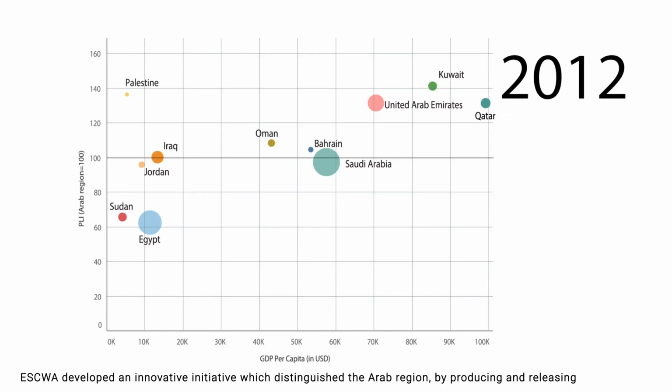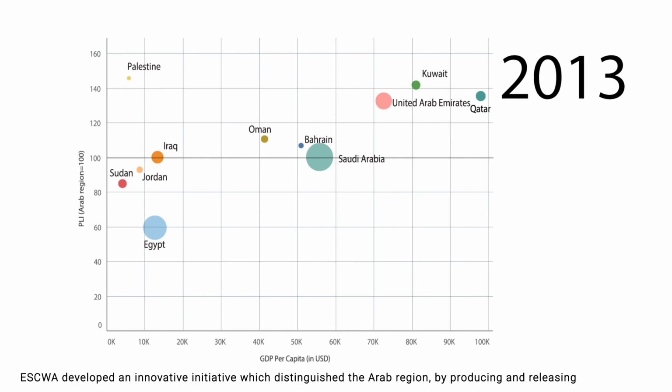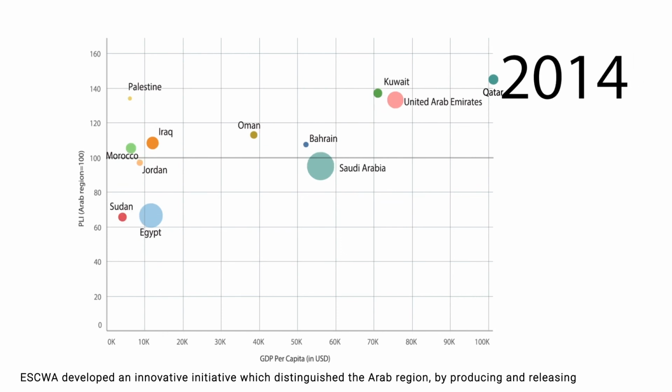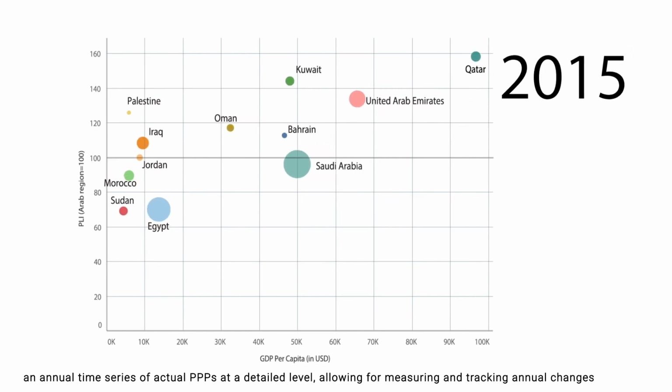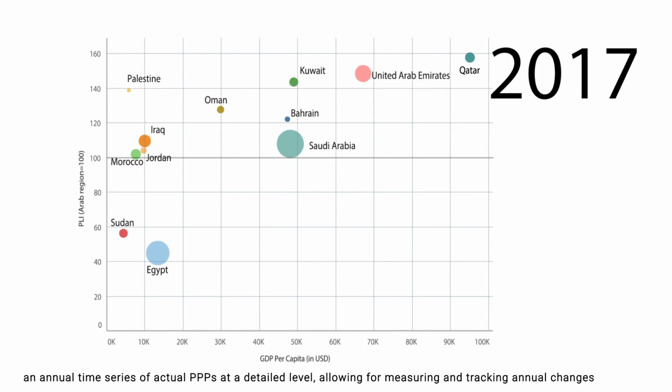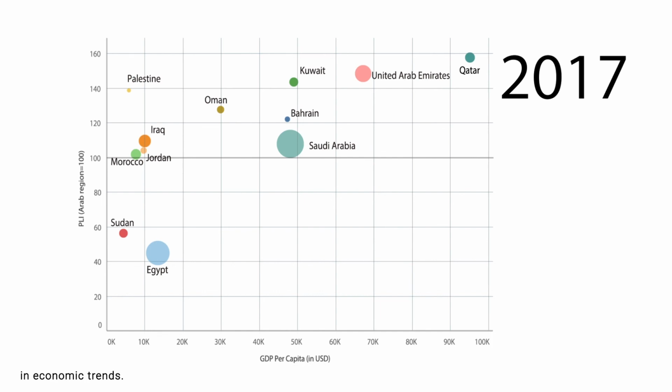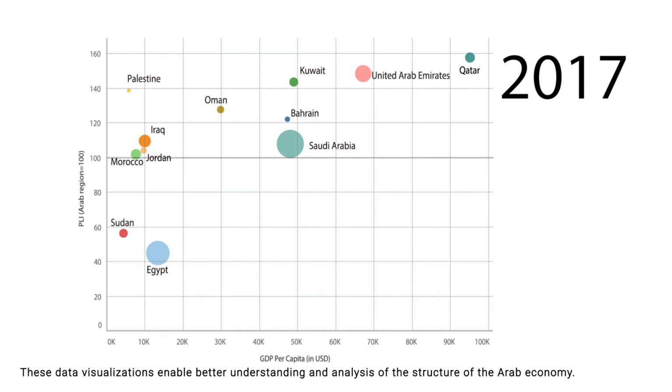ESCWA developed an innovative initiative which distinguished the Arab region by producing and releasing an annual time series of actual PPPs at a detailed level, allowing for measuring and tracking annual changes in economic trends. These data visualizations enable better understanding and analysis of the structure of the Arab economy.